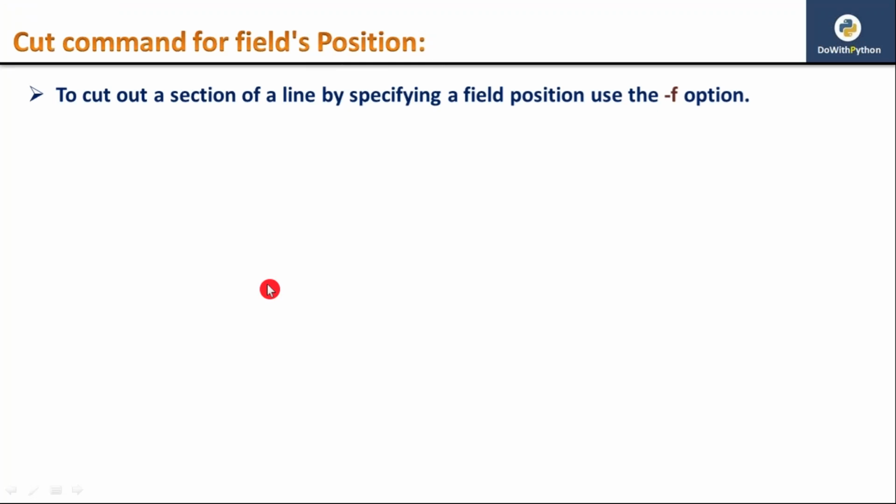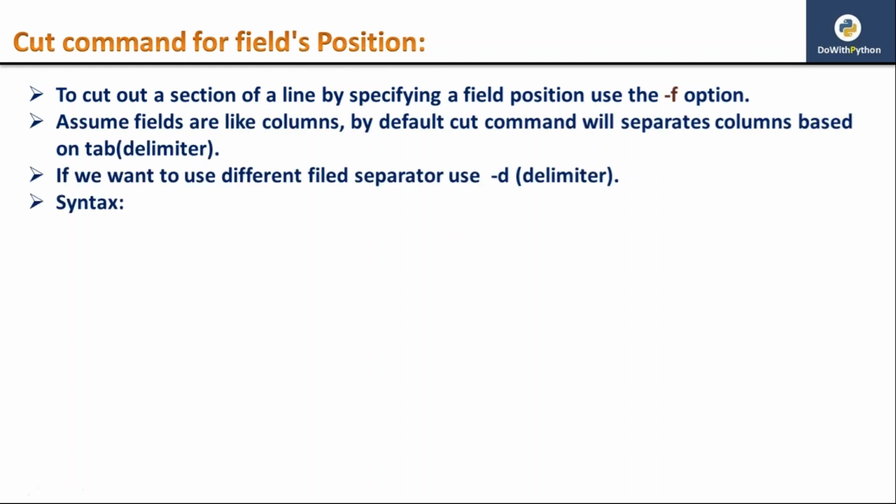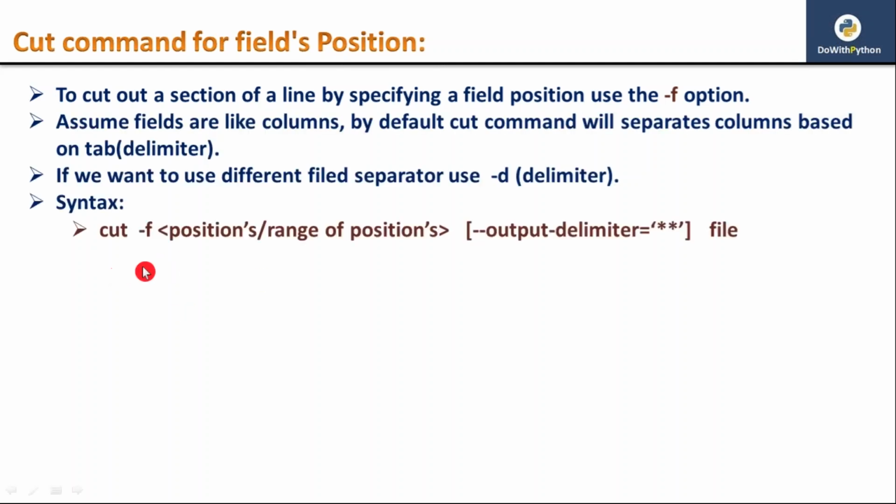In order to use the fields option, you have to use the -f option. The syntax is cut -f, then positions or a range of positions, the same syntax as your previous ones, cut -b or cut -c, but the only difference is here it is -f. Now first go with this one.